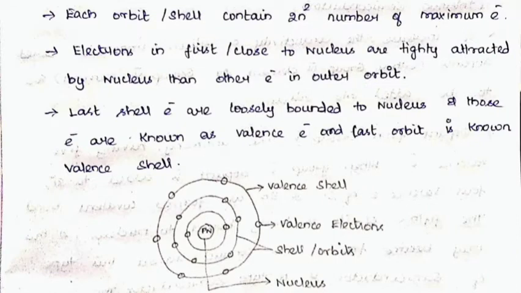Each orbit or shell contains a maximum of 2 into n squared electrons. Small n is the number of the orbit. For example, for the first orbit, small n is equal to 1. So, the maximum number of electrons will be 2 into 1 squared, which is equal to 2. So, the first orbit can contain a maximum of 2 electrons. If we look at the second orbit, small n is equal to 2. That is, the maximum number of electrons present in the second orbit is 2 into 2 squared, which is 8. Likewise, we can calculate the maximum number of electrons present in each orbit and shell.